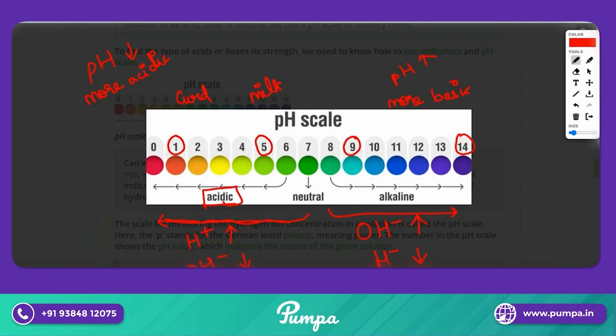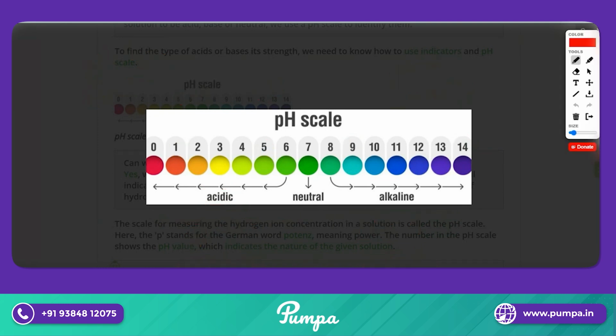Clear? Yeah. So now tell me, we have 7 as neutral, correct? Why do you think the pH of pure water is 7? What actually makes it neutral? Why do we call water neutral? What do you think about that? Water specifically, why do we call it neutral? Example, I gave you water. Why do we call this neutral? Do you have any idea on that?